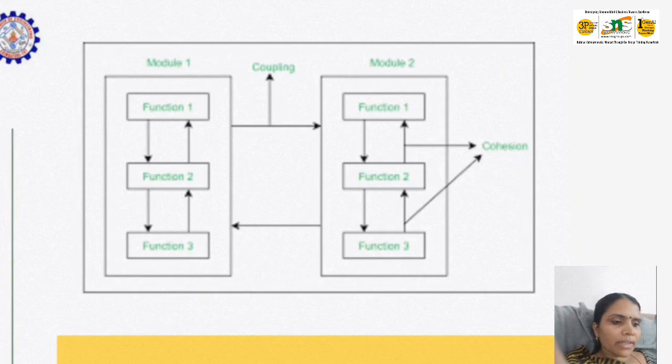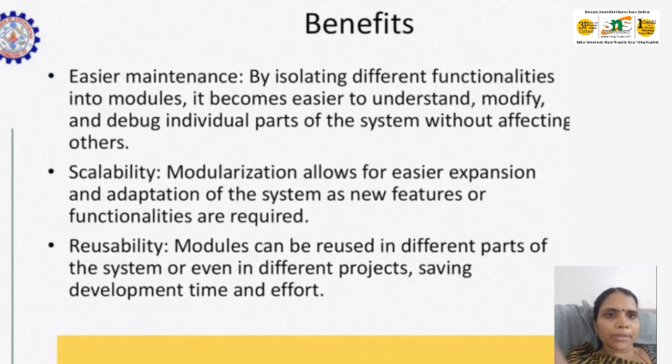So what is coupling? Coupling refers to the degree of dependency between two modules. It measures how closely connected different components or modules are. Then cohesion. Cohesion refers to how closely related the functions inside a single module are. So it measures how focused a component is on a single task or purpose.